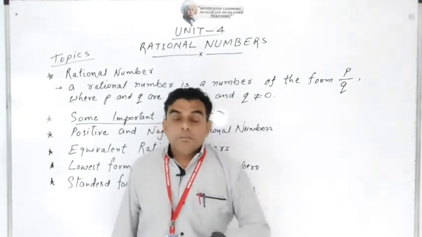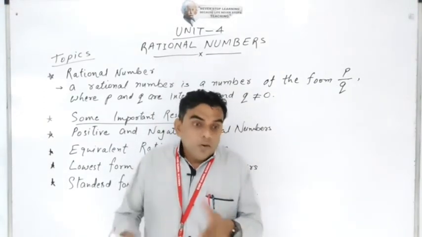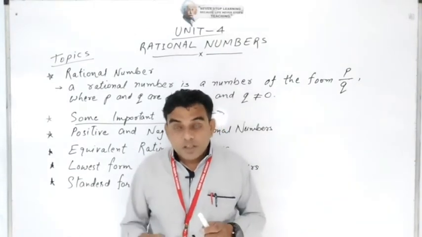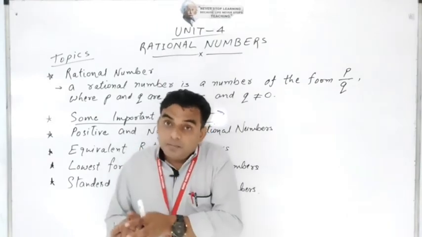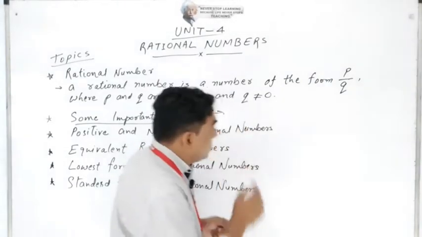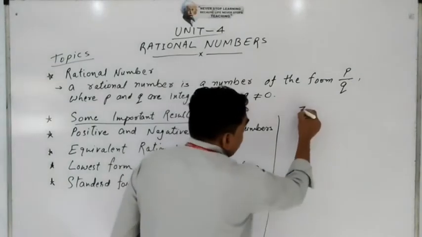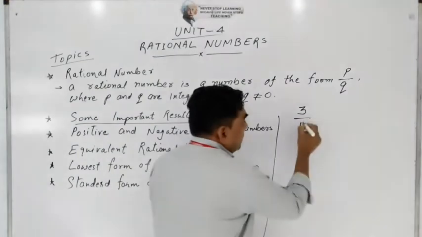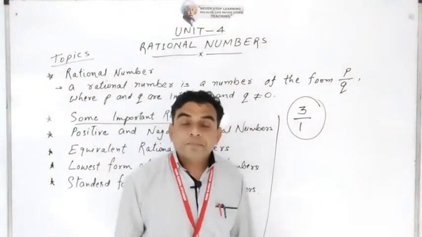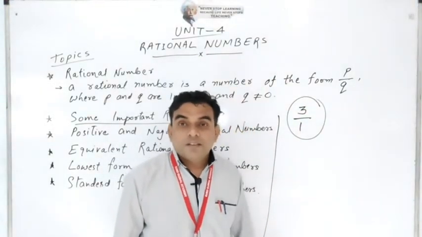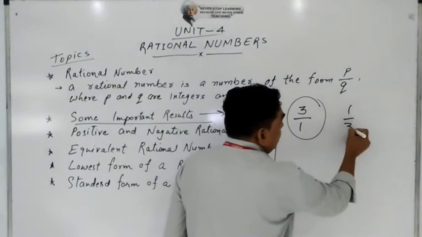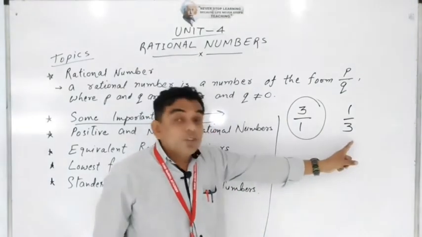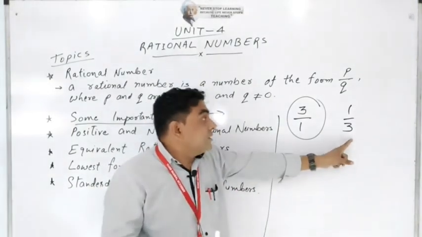But every rational number need not be a natural number. Every natural number is a rational number, but every rational number is not a natural number. I will show you that. Suppose here 3. It is a natural number, students. Then I can write 3 by 1. It is a rational number, students. You can see here. But suppose I write 1 upon 3, students. It is a rational number, but it is not necessarily a natural number also.